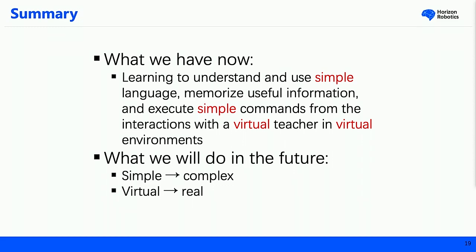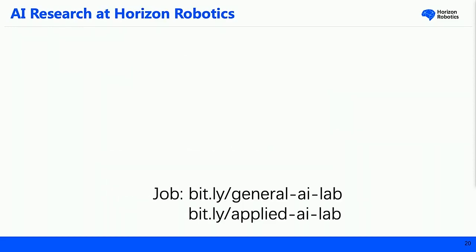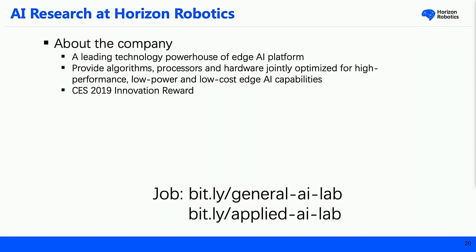And in the final slides, I want to give a very short introduction about AI research at my company, Horizon Robotics. The company is a technology powerhouse for the edge AI platform, and what it's focused on is providing algorithms, processors, and hardware jointly optimized for high performance, low power, and low cost edge AI platforms. And I want to share the good news that we just got the CES 2019 Innovation Award for our AI platform.